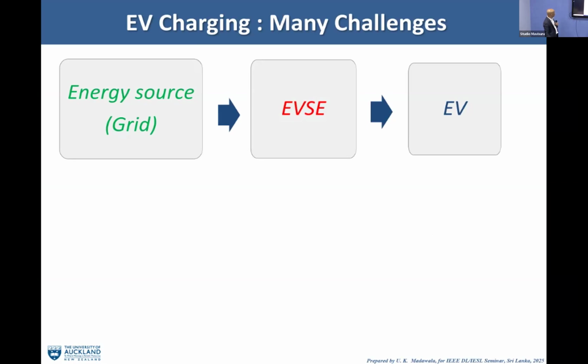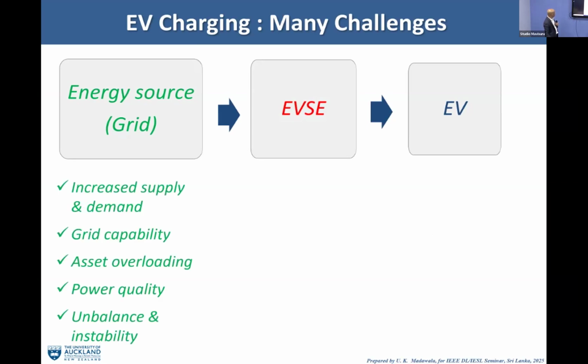If you take the grid, you will find that with increased supply and demand, we have to somehow meet this. And also the grid capability: can the grid supply this? And there can be asset overloading, power quality issues, as well as unbalance and instability.